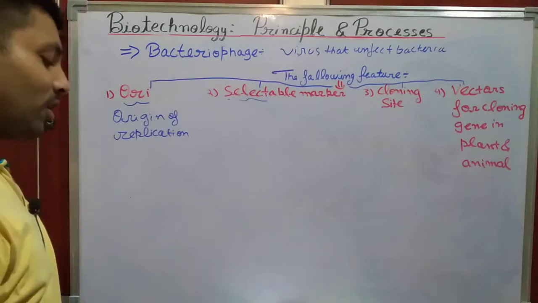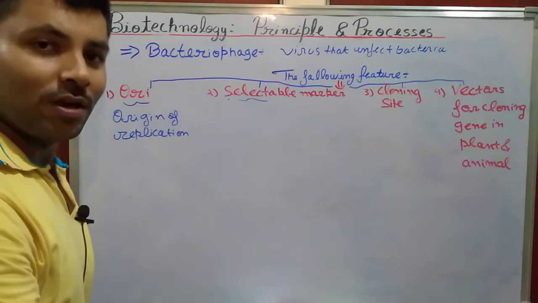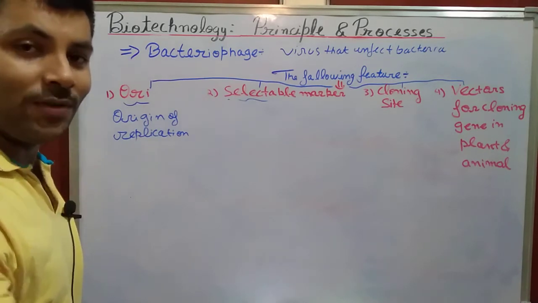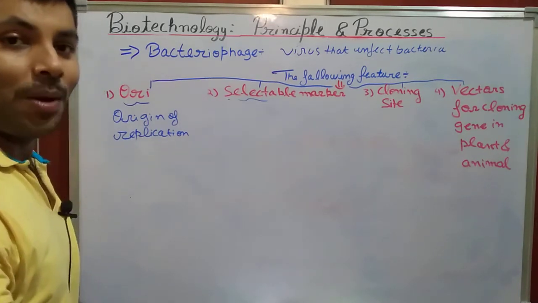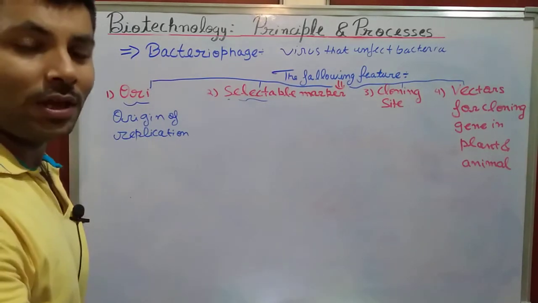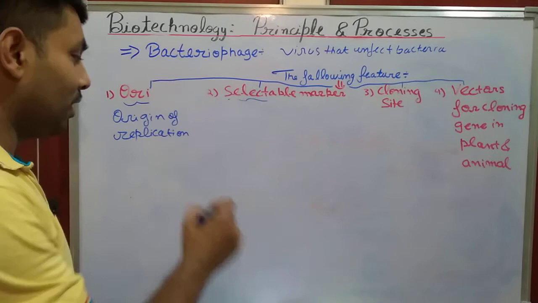First, see origin of replication. It is the sequence from where replication starts. The DNA will join to any fragment of sequence and start multiplying or copying in the host cell. It also controls the number of copies of the linked DNA. It is clear.